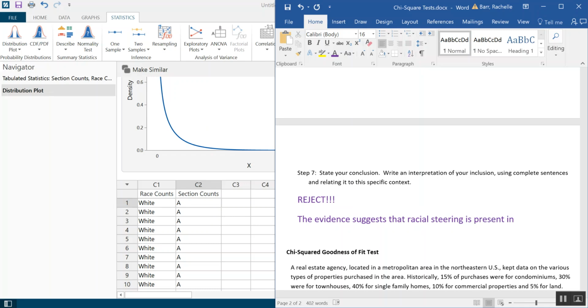So really, what you should say is, oh, it appears race and section of housing were related for this apartment complex. And that's what the evidence is suggesting. They are related. However, that really doesn't answer the question. Was it racial steering? It looks like it because it looks like these two related. And I'm going to elaborate on that in a minute. So the evidence suggests that racial steering is present in this apartment complex.